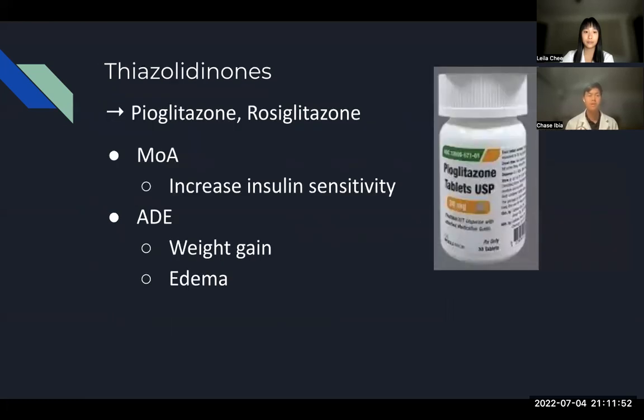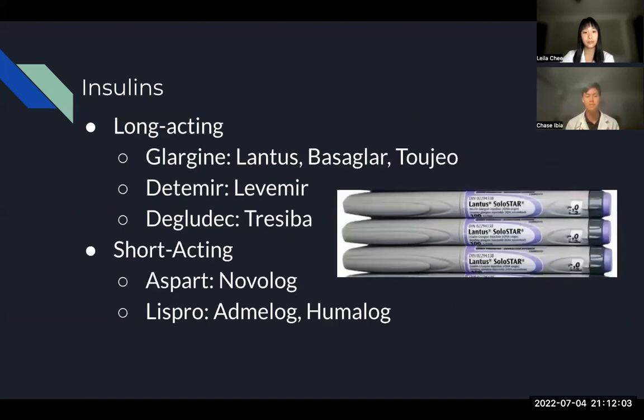Next are the thiazolidinediones. These are pioglitazone and rosiglitazone. They increase body sensitivity to insulin, but may cause weight gain or edema.